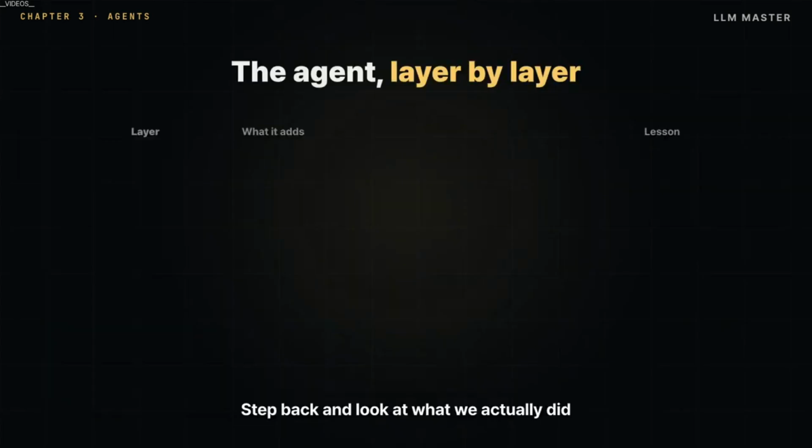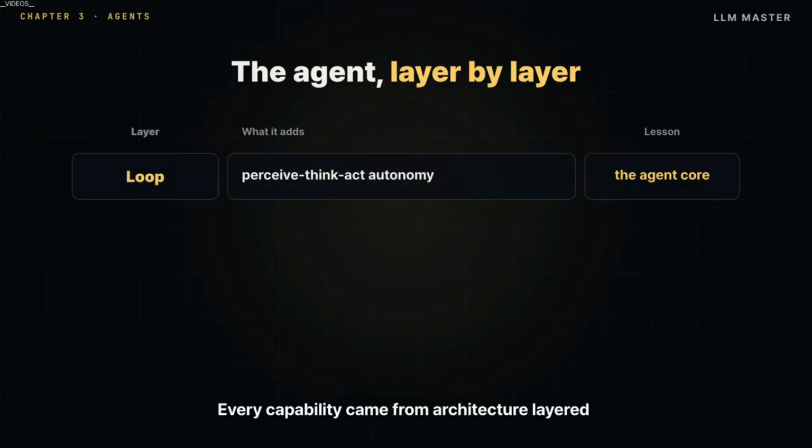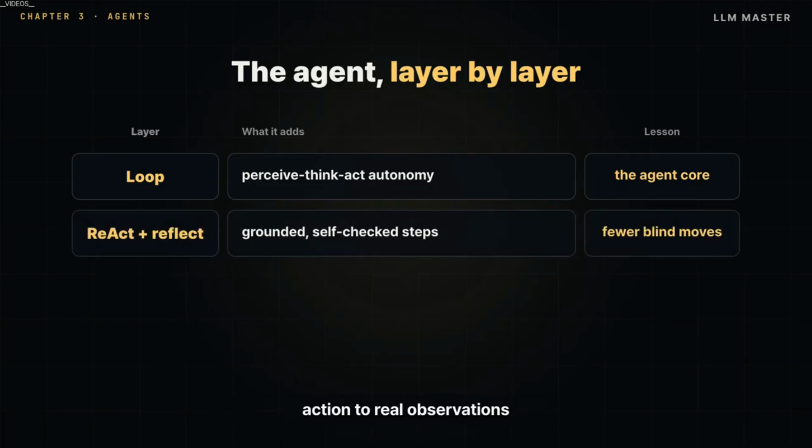Step back and look at what we actually did. We never changed the model. It's the same next-token predictor from Chapter 1, front to back. Every capability came from architecture layered around it. The perceive-think-act loop turned a predictor into something autonomous. ReAct made its reasoning visible and tied each action to real observations.